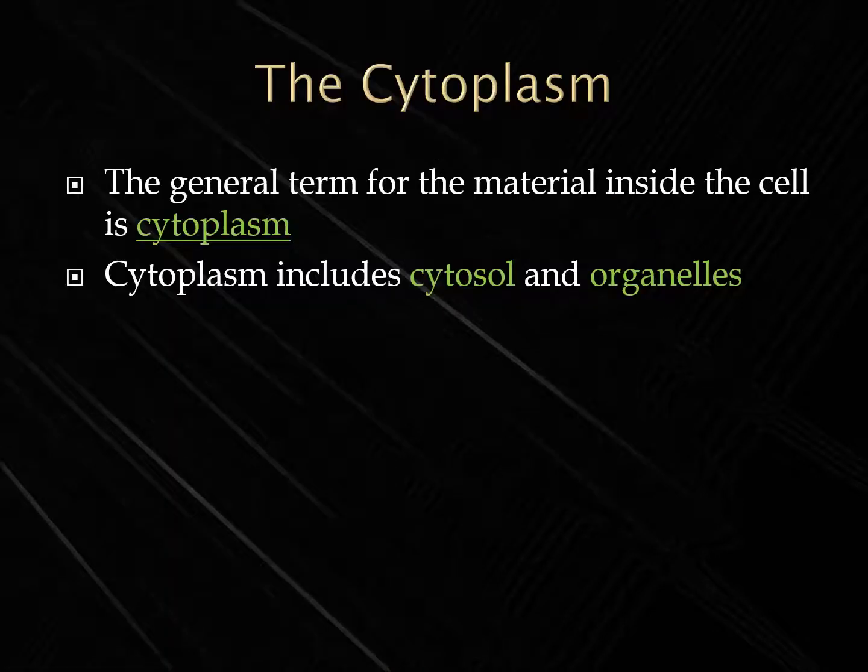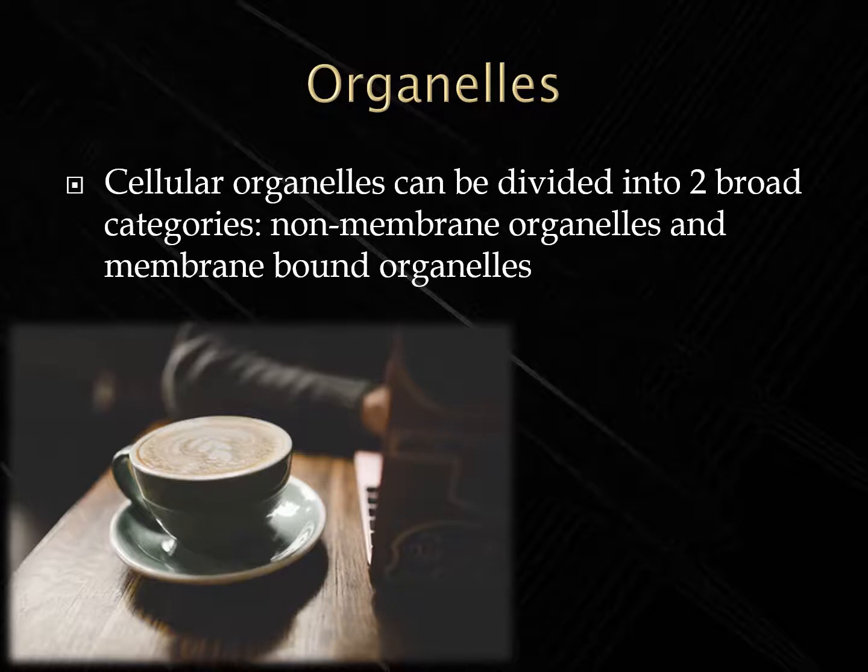The general term for material inside the cell is cytoplasm. Cytoplasm includes cytosol and organelles. Cellular organelles can be divided into two broad categories: 1. Non-membrane bound organelles, and 2. Membrane bound organelles.